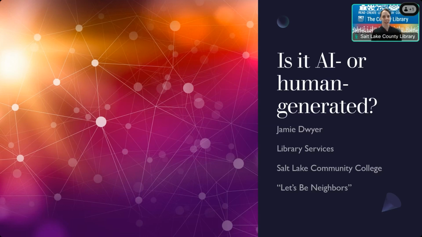So we are going to be talking about how to spot AI and how to have information literacy and just general knowledge about what AI is, and how it works in our lives. So we will go straight away and say, take it away, Jamie.